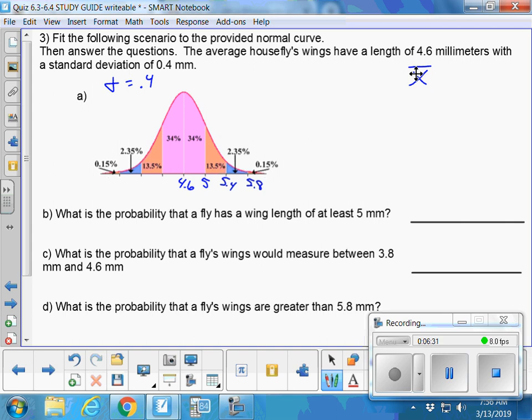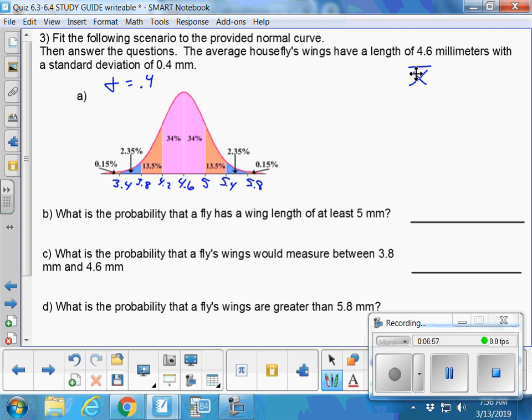All right, now we have to travel to the left from average, so we're going to subtract a deviation. 4.6 minus 0.4. Good. 4.2 minus 0.4. Good. And 3.8 minus 0.4 is 3.4. All right, we are labeled and ready to answer some questions.